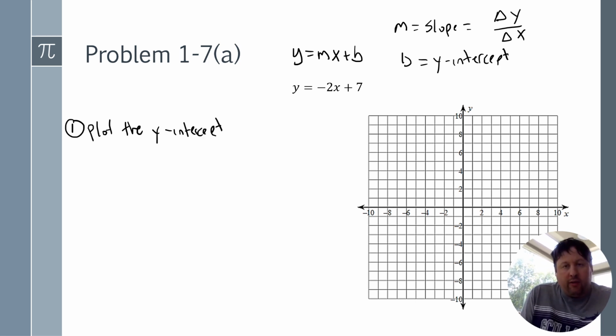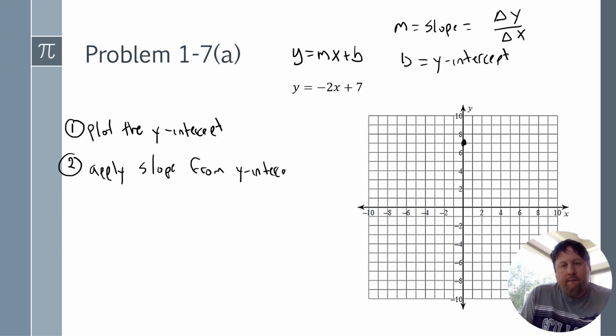The y-intercept in this case is 7. So on the y-axis, we're going to plot a point at 7. Okay? So plot that first. And then we apply the slope from the y-intercept to plot at least 3 other points.